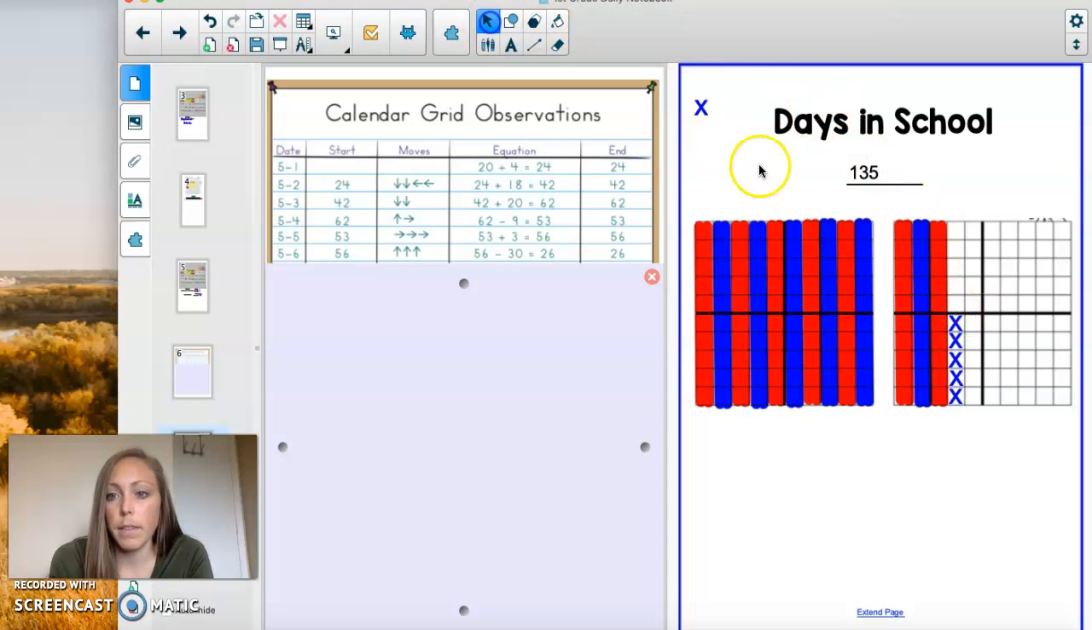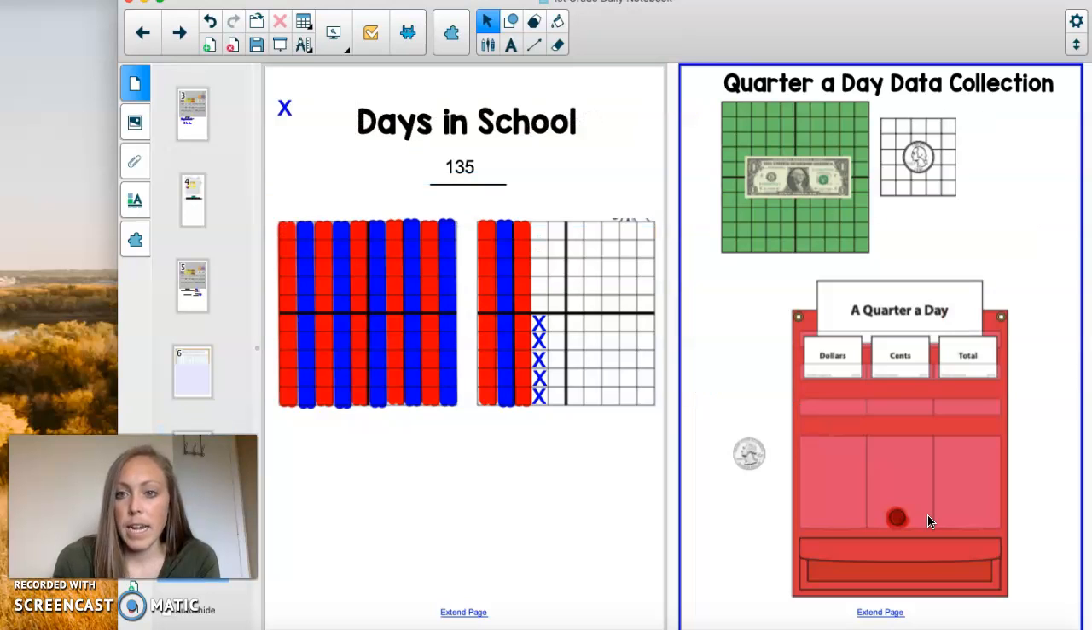So let's look really closely at that number. The 1 means one group of 100. The 3 means 3 more groups of 10. And the 5 means 5 extra ones. So we're at 135 days together. And now we're going to end our time together with our quarter a day data collection.